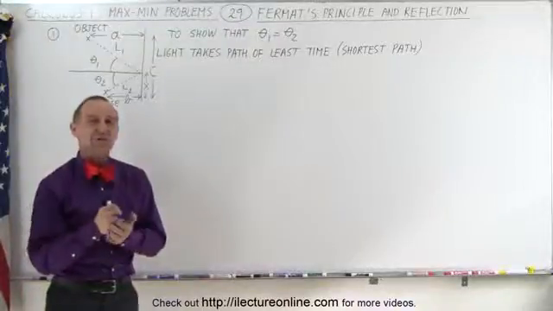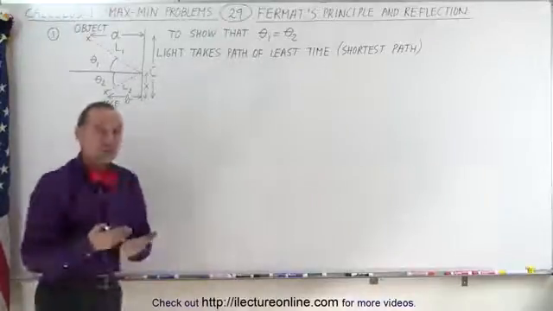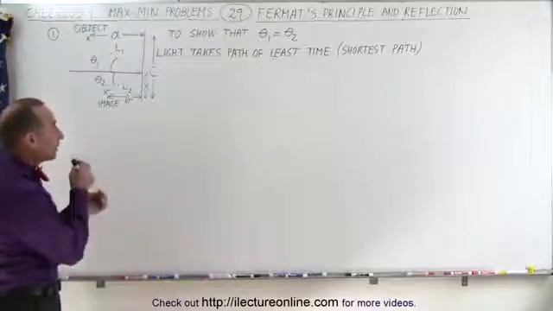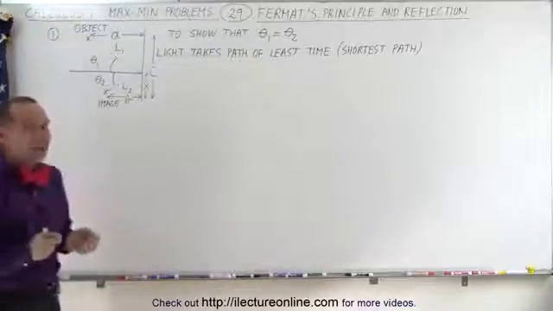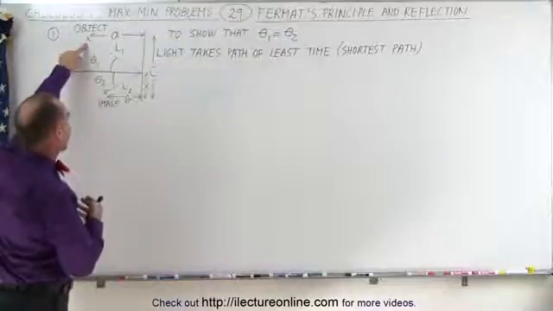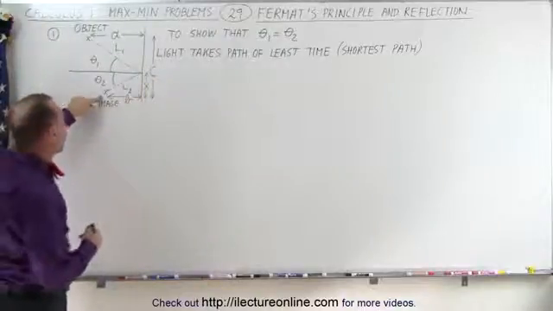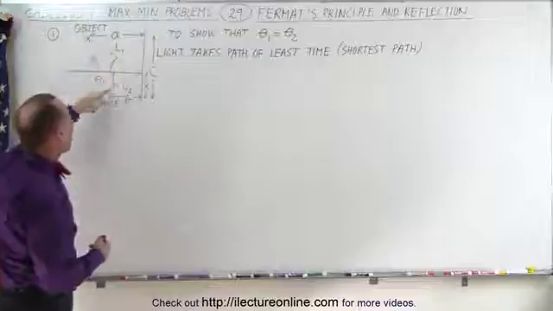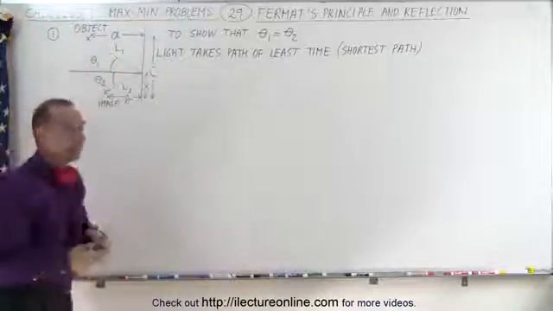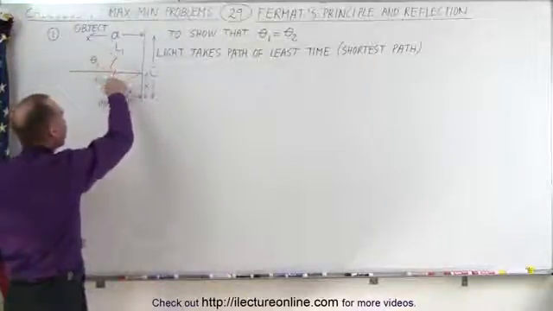One of the most interesting applications of max-min problems has to be the principle of Fermat. The principle states that light will take the path of least time. In other words, if there's an object here that reflects light and it's being reflected by a mirror and here an image is being formed, then the path that light will take the least amount of time to get from there to there. The implications of that then is that these angles, theta 1 and theta 2, will be equal.